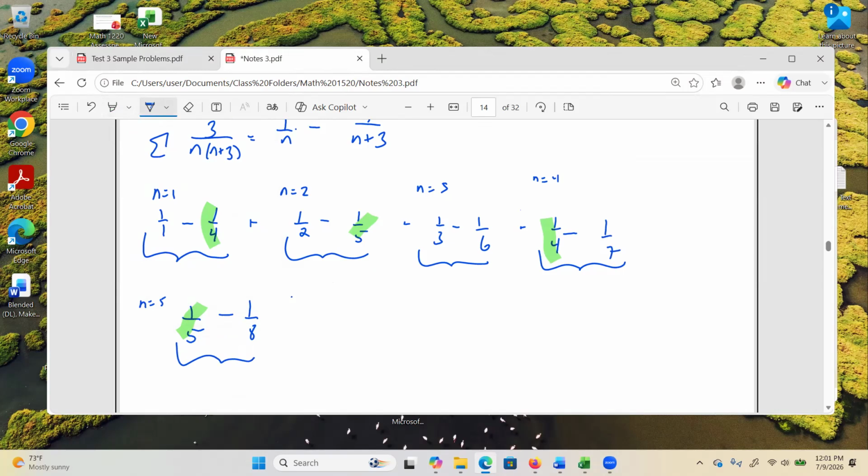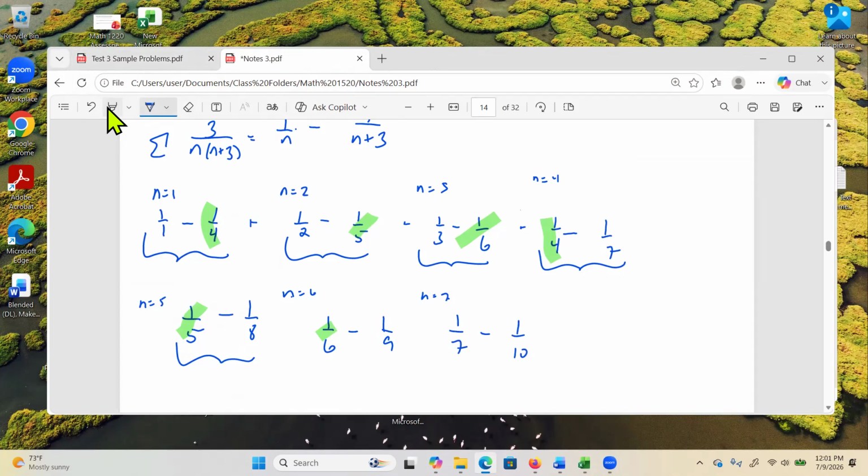When n is equal to 6, we have 1 over 6 minus 1 over 6 plus 3, which is 9. And at that point, the 1 over 6 here and the 1 over 6 there cancel out. Okay, n is equal to 7. So we have 1 over 7 minus 1 over 10. Here's my 1 over 7, here's my 1 over 7. Let me get rid of this guy. There you go. Here's my 1 over 7 and my negative 1 over 7.